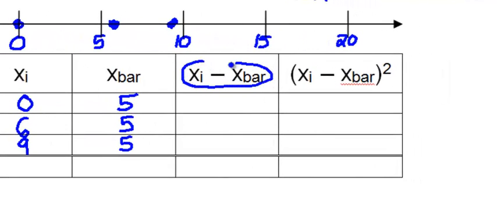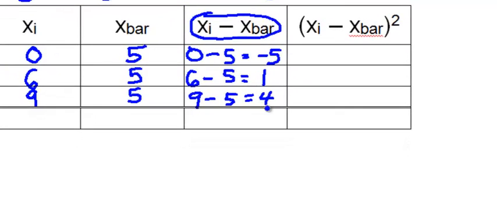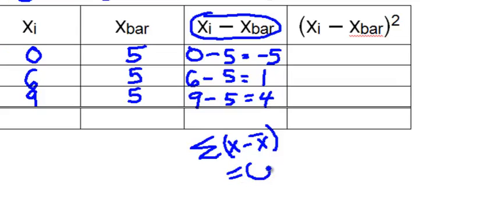that's what this is. Deviation is just another way of saying distance from a value. So if we take a 0, which is our first x, and minus x bar, we get negative 5. So this value is 5 units to the left of the mean. The next deviation would be our x, 6 minus 5, which is 1, and our last one would be 9 minus 5, which is 4. Now if we were to add up these deviations, that's the notation, we would get negative 5 plus 1 plus 4, which would give us 0.